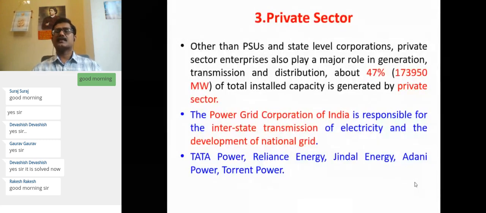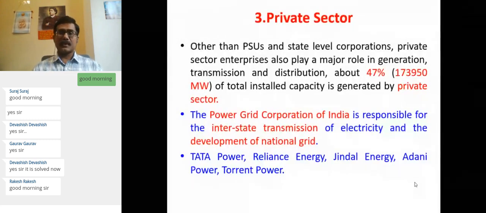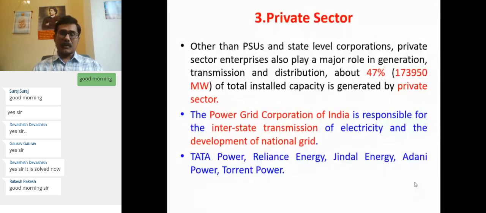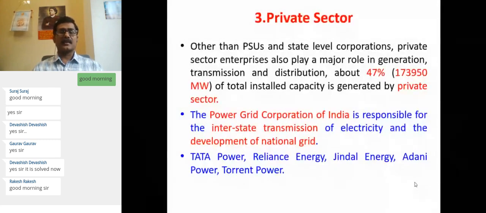So it is 1,73,950 megawatt, nearly close to 1,74,000 megawatt. So half of the energy which is required for our country is generated, transmitted, and distributed by the private sector. So it plays a very big role. It makes a sizable contribution at the national level. Whereas the Power Grid Corporation of India, okay, again that is a company which is responsible for interstate transmission.